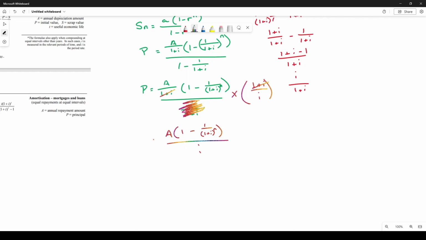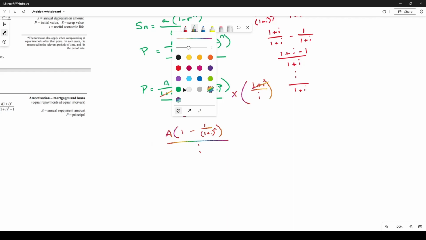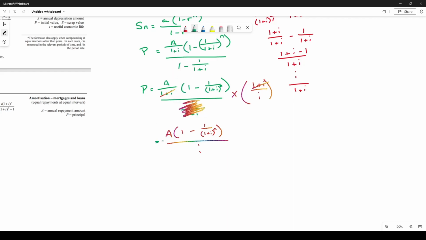So that's still equal to... I guess I'll return to the green pen. I didn't really plan on doing it this way, but I do this and then multiply both sides by the i. So look, I'll write it out one more time just to make it clearer. You notice we end up with this.